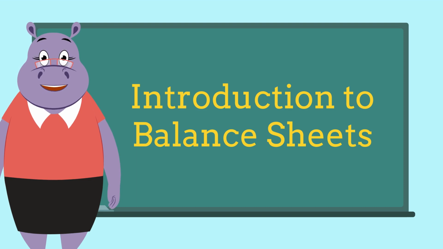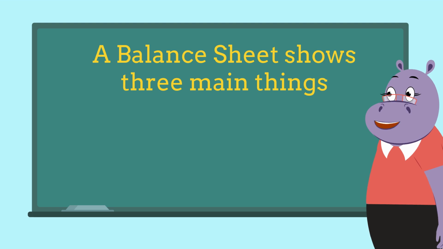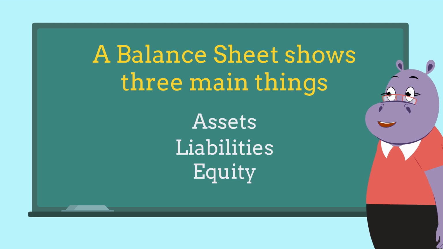Today we're diving into the world of balance sheets. A balance sheet is like a snapshot of a company's financial health at a specific moment. The balance sheet shows three main things: assets, liabilities, and equity. Let's break this down into much simpler terms.